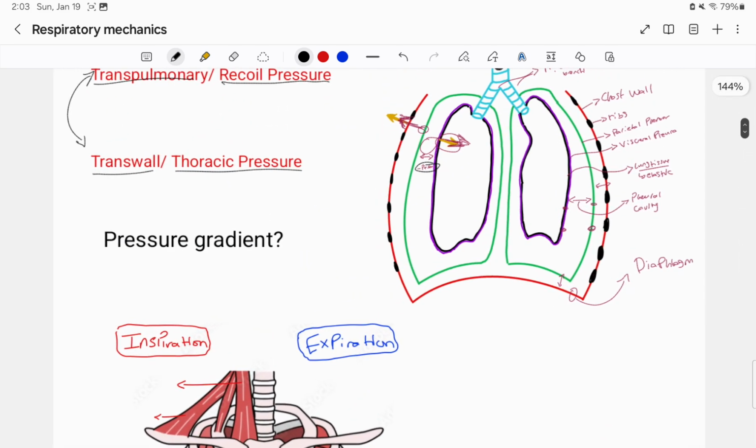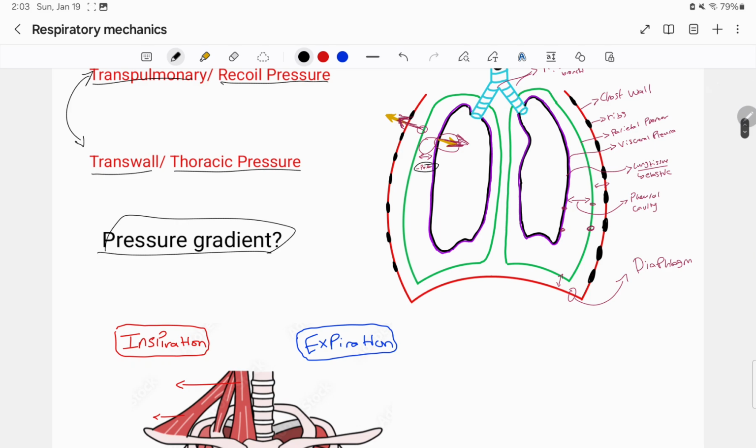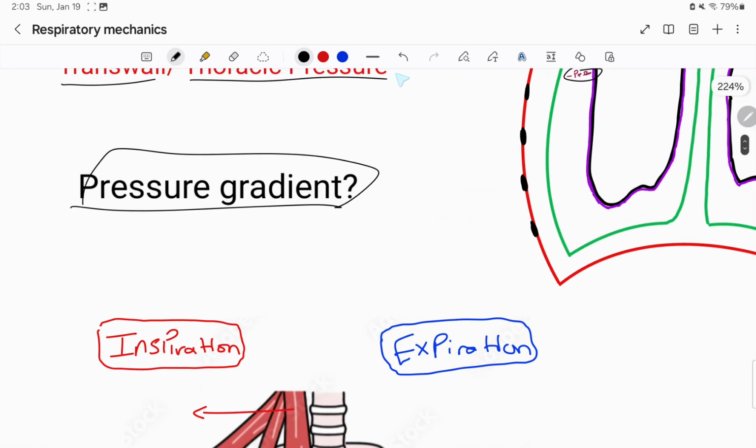But first things first, what do I mean when I say a pressure gradient? Guys, this is so key to understand. You can think of a pressure gradient as a kind of little step. Boom, boom, boom, boom. Things that are concentrated in a high area don't like to be there. They want to move down their gradient into somewhere that is low concentration.